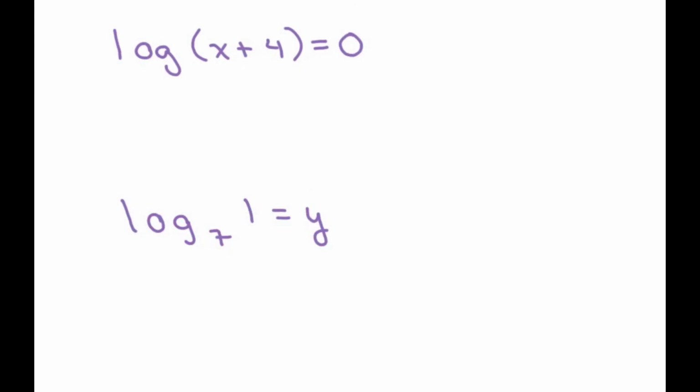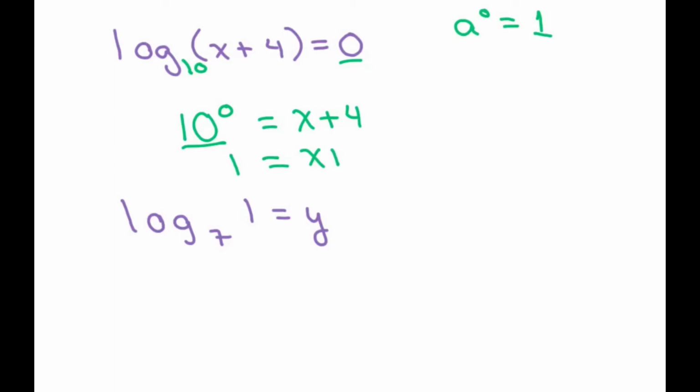Okay, the next one. This one doesn't have a base, so that means it's base 10. This is your common log. So let's rewrite it. 10 to the 0, this is your power, equals x plus 4. Any base to the 0 power equals 1. So we know this equals 1. So we have 1 equals x plus 4. Subtract 4 from both sides. So you get x equals negative 3.